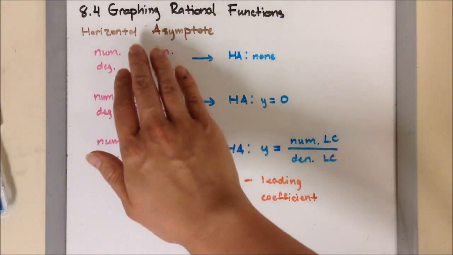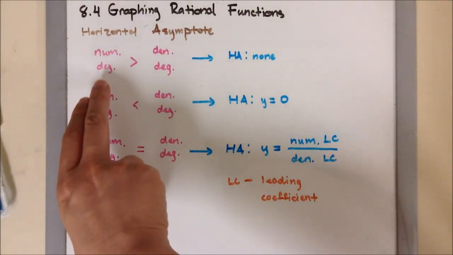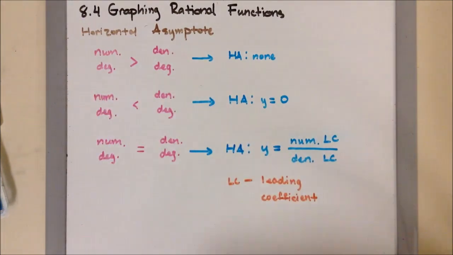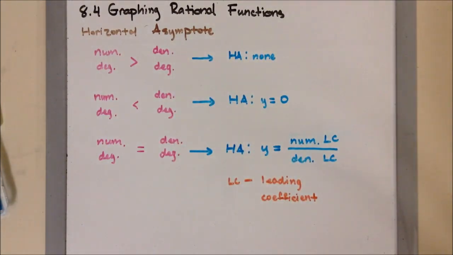So again, we're just going to talk about how to find a horizontal asymptote in order to graph our horizontal dotted line. And again, this horizontal dotted line will help determine how to make your graph. Now, let's talk about the three types. Here on the left side, I wrote numerator degree, meaning the numerator highest exponent. And then here, denominator degree, meaning the denominator highest exponent.